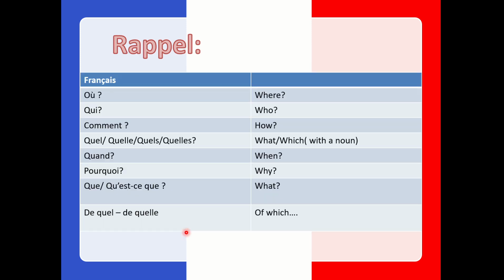We move to the questions. And before moving to the questions, there is a reminder. I always tell the students, understanding the question is half of the answer.